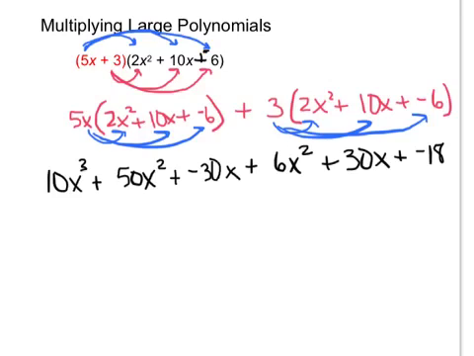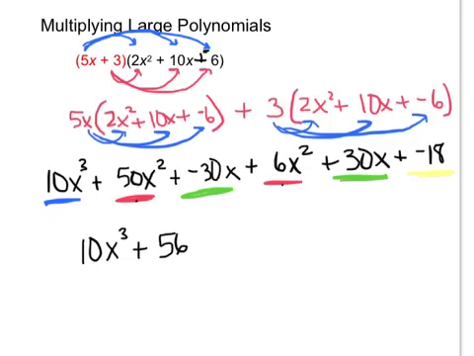So now I have to look for my like terms, and I can see I have one here, here and here, I have x and x, and then I have just a regular plain old negative 18. So as I combine these two things, I get 10x to the third power. 50 plus 6 gives me plus 56x squared. I have negative 30 and I have positive 30, so that just gives me a 0, which I don't have to include. And then I just have my plus negative 18.